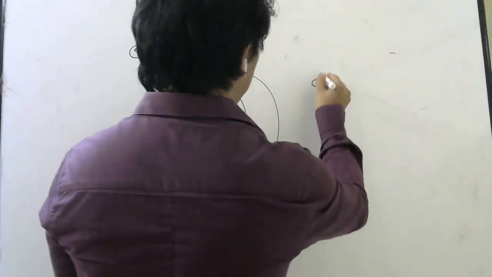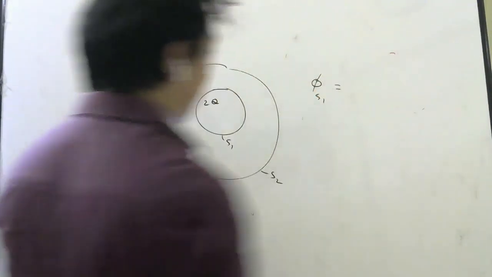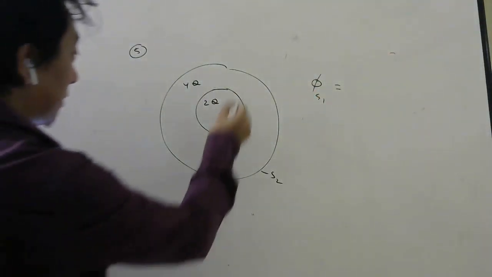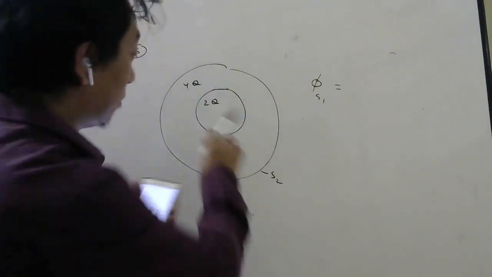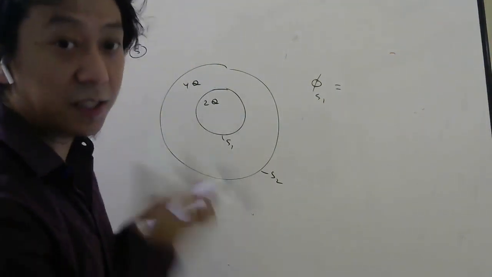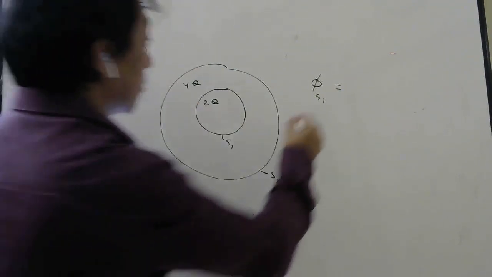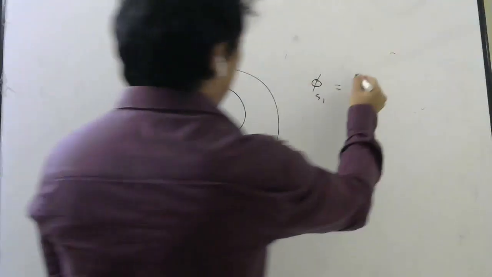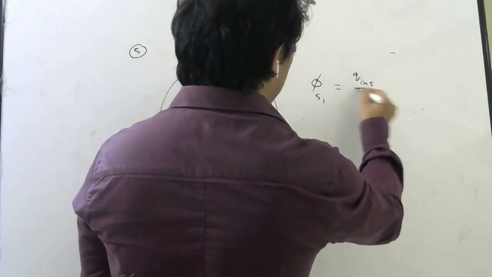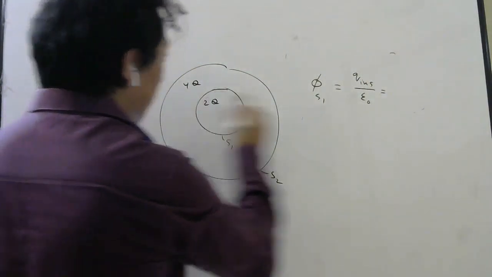So let us find flux through S1. Since these two are concentric spheres, and a sphere is a closed surface, we can use Gauss law. So to find flux through this surface, I need to divide the charge inside by epsilon naught. What is the charge inside this? 2q.